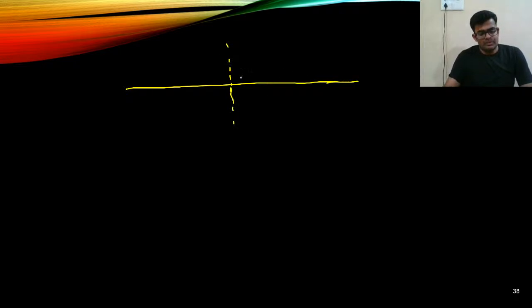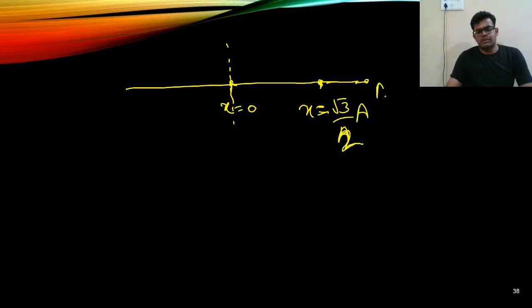The simple question I'm asking: let's say this is the origin, x equals 0. A particle is at x equals root 3a by 2. Let's say the particle is at position root 3a by 2.